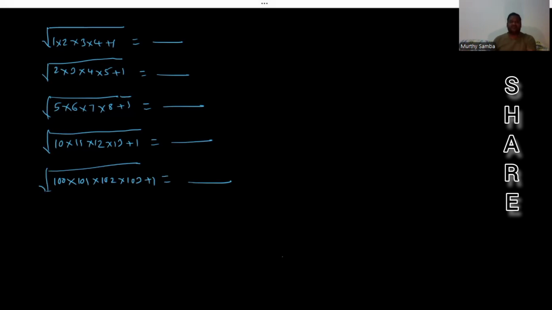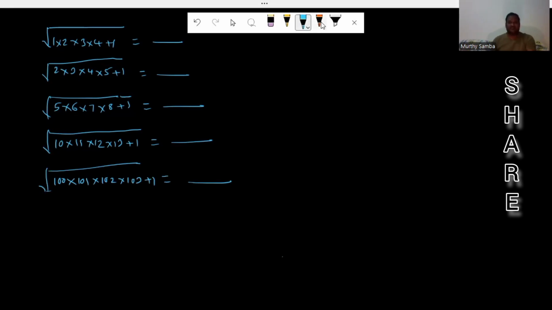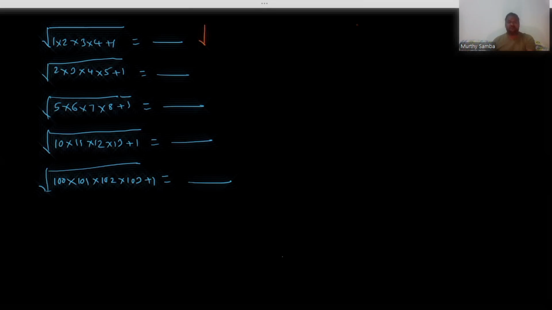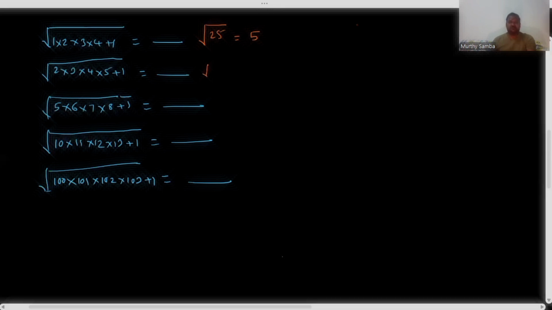See, when I go by the normal calculation to figure out the values of the numbers, then what do I get? Root over 1 times 2 is 2, 2 times 3 is 6, 6 fours are 24, and then 24 plus 1 is 25. You all know the value of root over 25 is equal to 5. And similarly, when you figure out this value, 2 times 3 is 6, 6 fours are 24, 24 fives are 120, 120 plus 1 is 121. So square root of 121 is equal to 11.